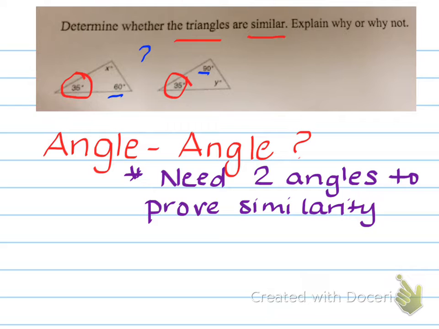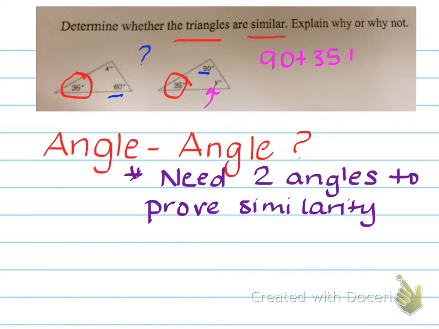So right now I've circled the 35 because that's similar. But we know 90 and 60 are not the same, but we can't automatically say that those are not the same because y could be 60. If you look at y right here, that one could be 60. So I'm going to go ahead and erase that, and let's look.